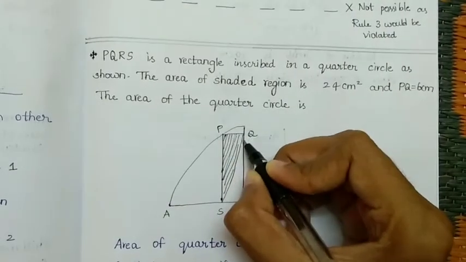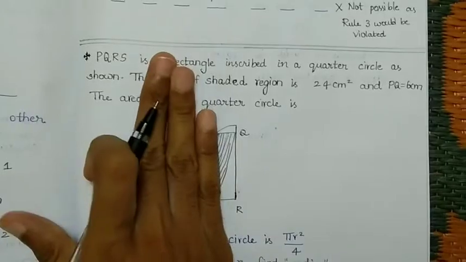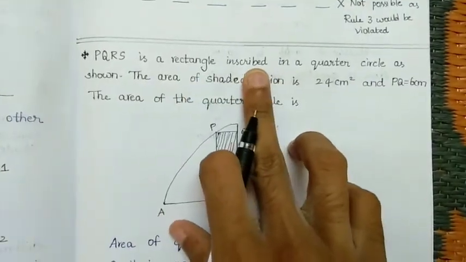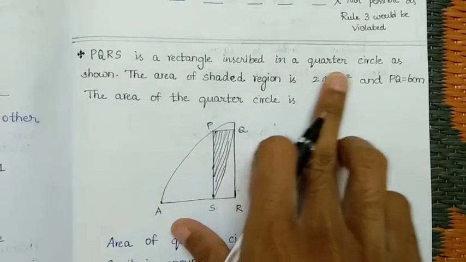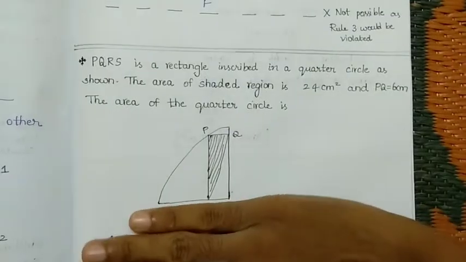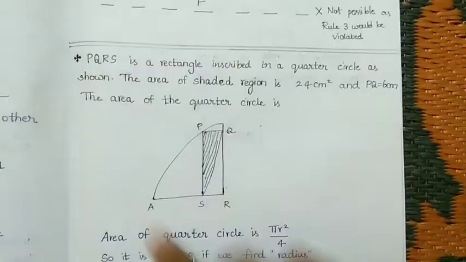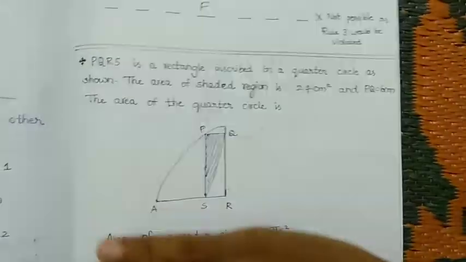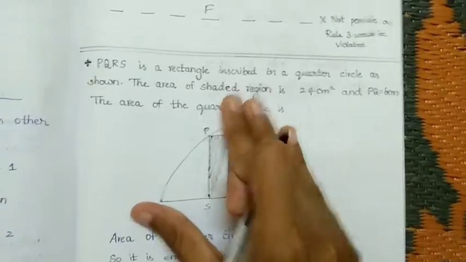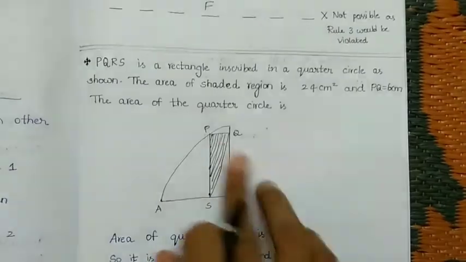PQRS is a rectangle, and they said that the rectangle is inscribed in a quarter circle. So this is a quarter circle. If this was complete, that would be a complete circle, and this would be a semicircle, half of that circle, and 1/4 of that circle is nothing but a quarter circle.